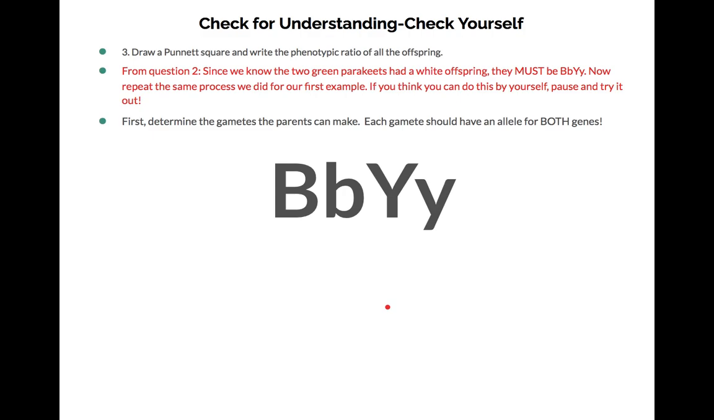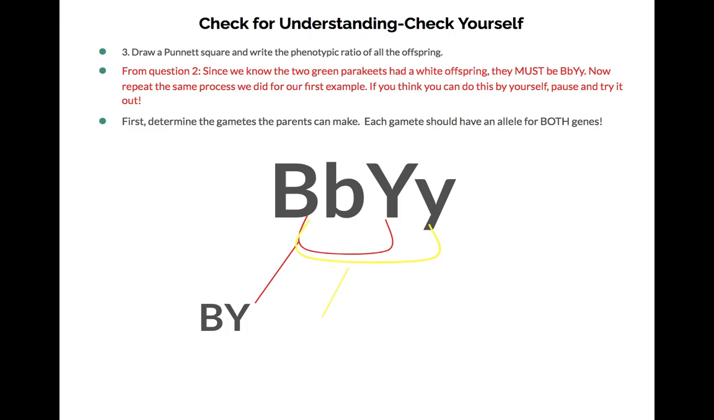Now we're going to draw our Punnett square and write out the phenotypic ratio. Since both of our parents are heterozygous, which we got from question 2, we're going to do the same thing that we did on our first practice problem. Step 1, determine the possible gametes. We have that big B can go with that big Y. That's the first one.